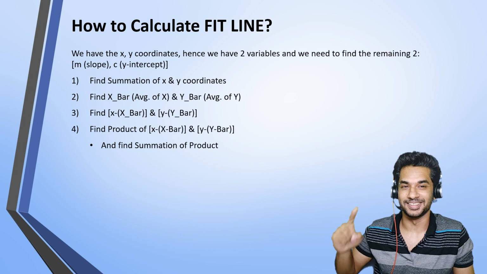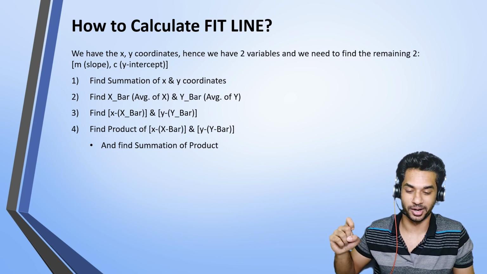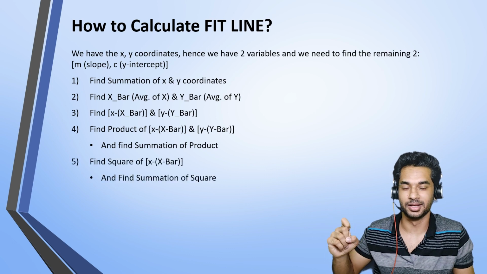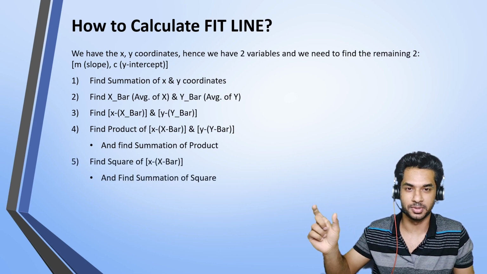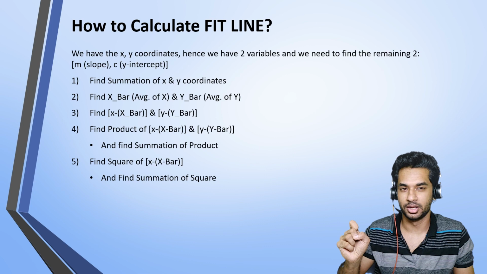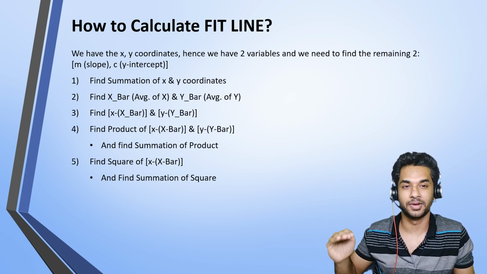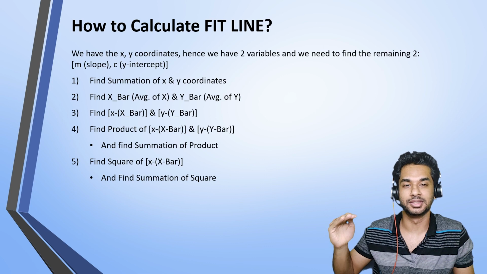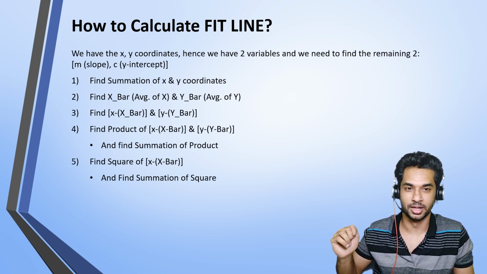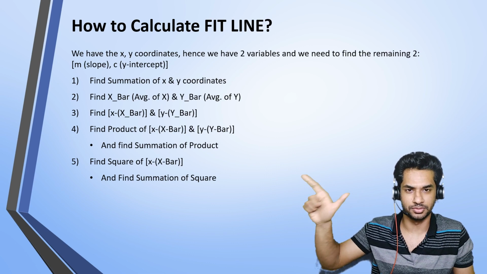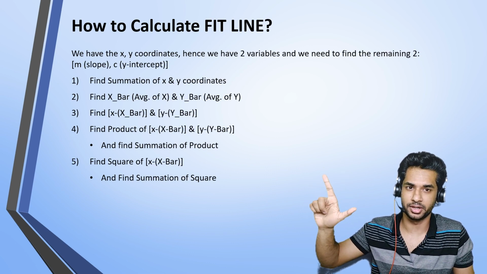Okay? And then we need to find something called square. Square of what? Square of x minus x bar. That means we have to calculate x minus x bar into x minus x bar. We get a list of values. Now what do we need to do? We need to sum these list of values and this will be the summation of square. So what do we have now? We have the summation of product and the summation of square. These are the two things that we have right now.